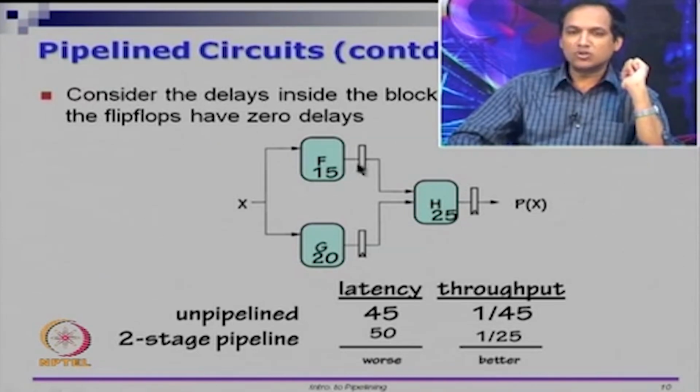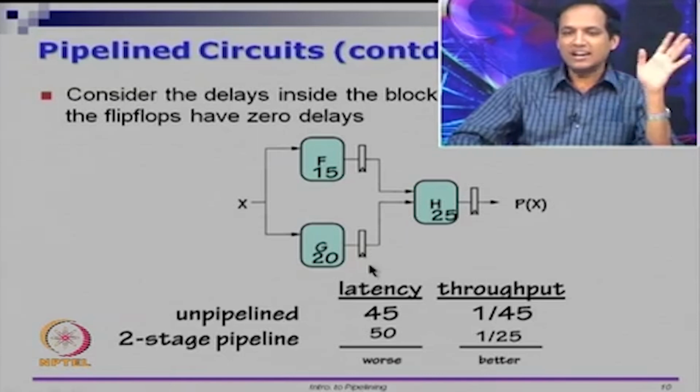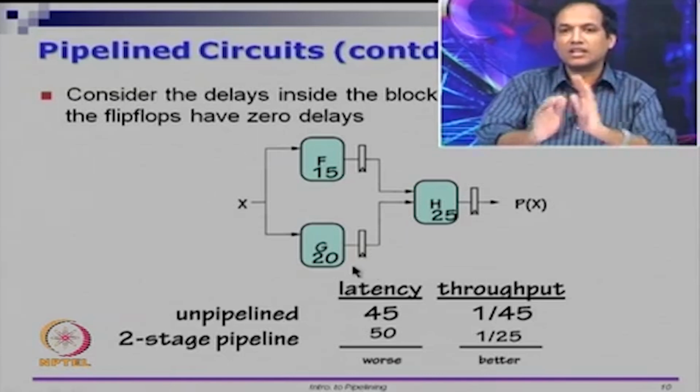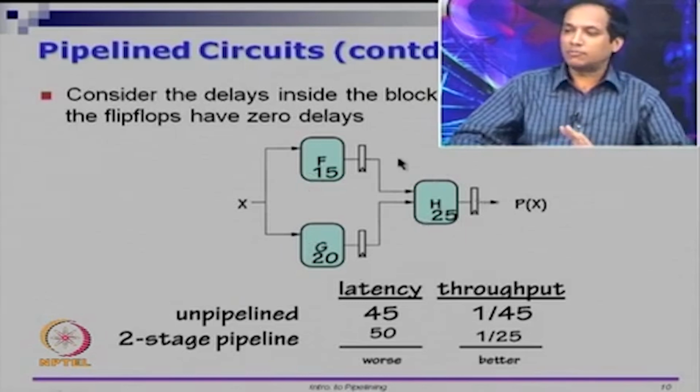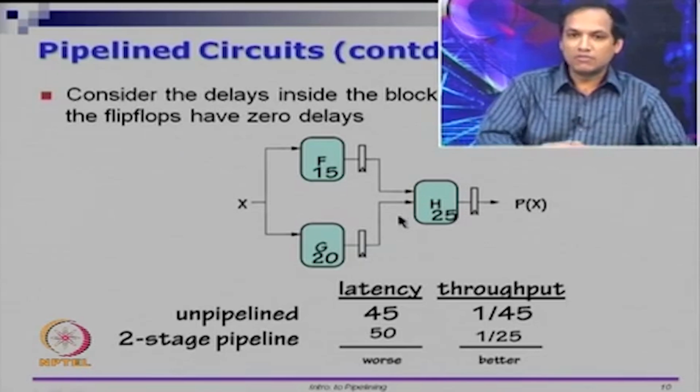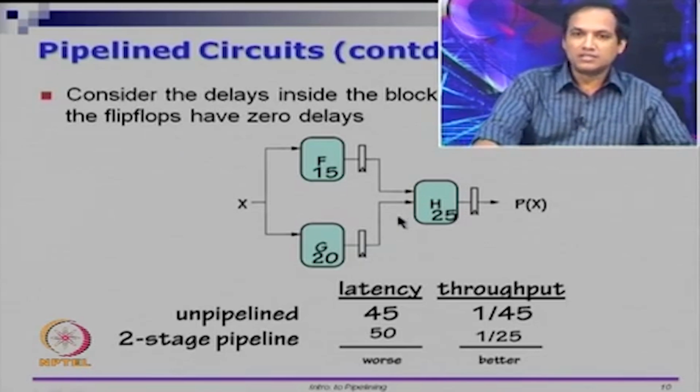So one thing that we have assumed is that the flip-flop itself has 0 clock to Q delay, and the internal delays are 0. We assume that this 50, 20 and 25 are enough to satisfy the setup time constraints on these flip-flops. We have assumed that the flip-flop is essentially a 0 delay structure.